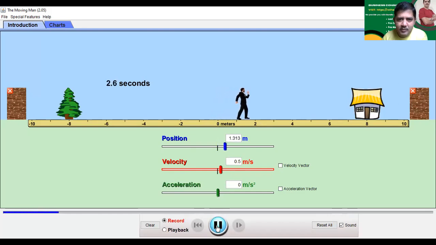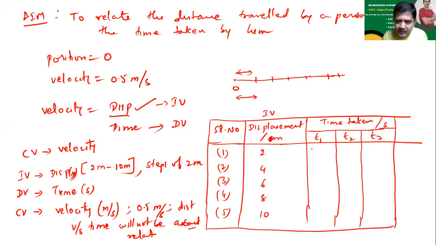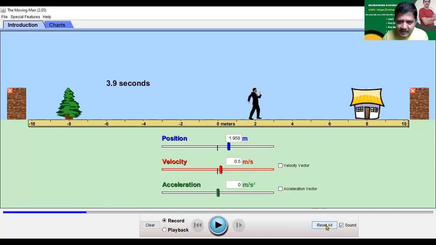The moment it reaches 2, I'm going to stop. What is the answer I get? 3.9 seconds. Now I will go to my table once again. For 2 meters, the first trial I got is 3.9 seconds. Now once again, I'll go back to my experiment, then reset all, and once again set this value to 0.5.